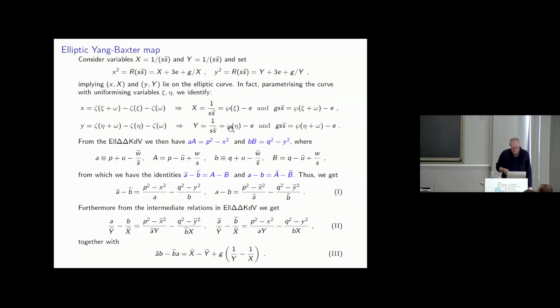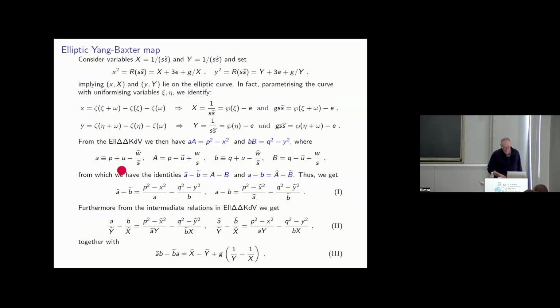And then we can introduce these combinations. This is just new shorthand for these combinations that appear in the system, P plus U minus W over S, and so on. And the two extra relations, horizontally and vertically, give you simply these identities. A times capital A is P squared minus X squared, B times little b, capital B is Q squared minus Y squared. So every time we see a capital A or capital B, we can invert that and write it in terms of little a.